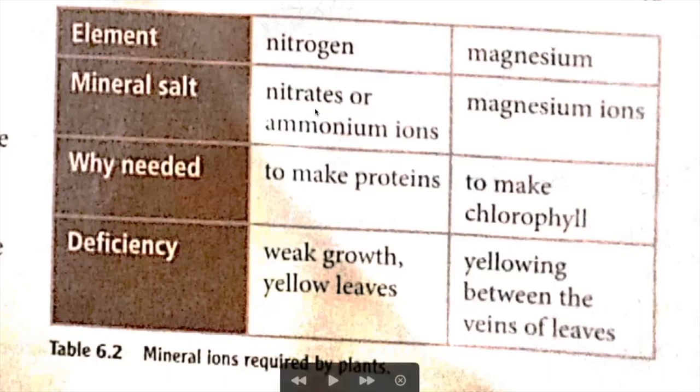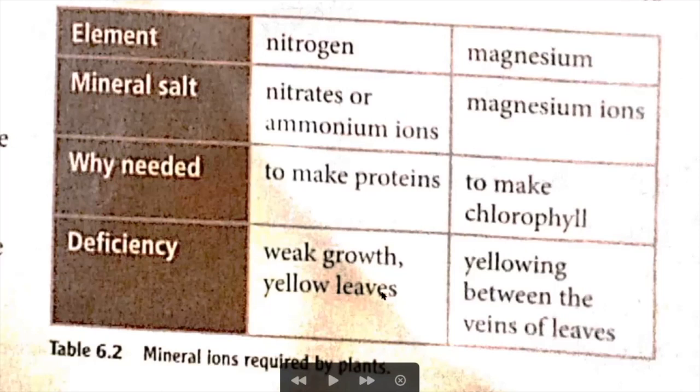Okay, why are nitrate and ammonium ions important? Because they are needed to make protein. You have to know that plants also require protein. For what? For growth, to replace dead cells, to replace damaged cells and so on, right? So what happens if the plant lacks nitrogen? They will have weak growth, and also the leaves turn yellow.